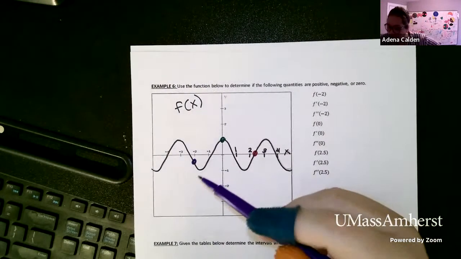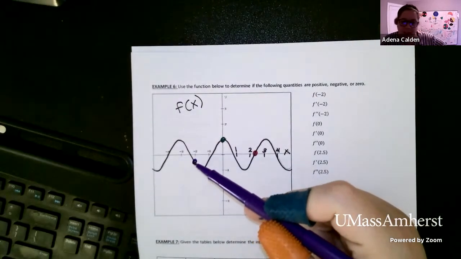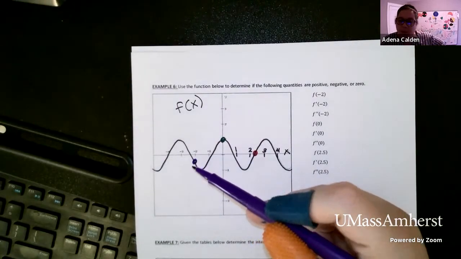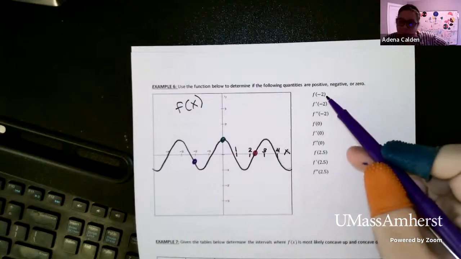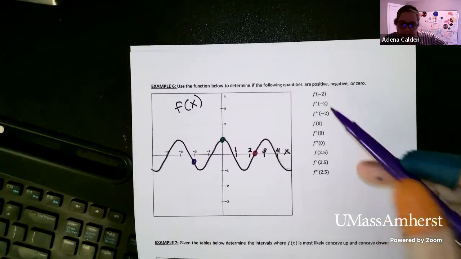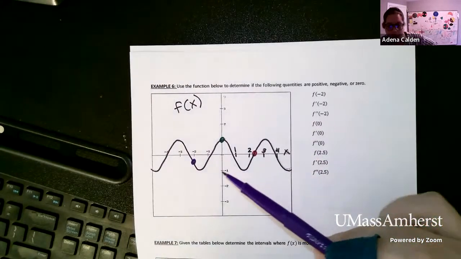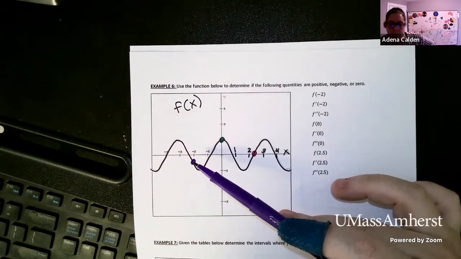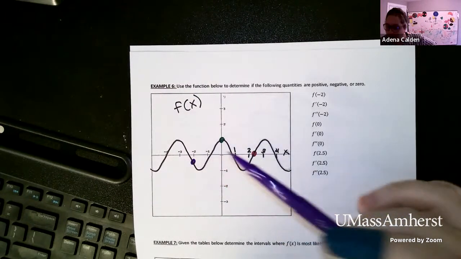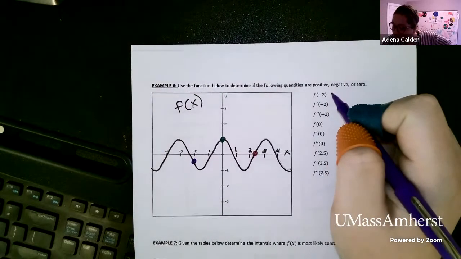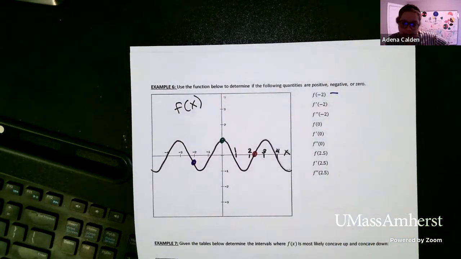All right, so let's start by looking at what's happening at -2. So that's the point we're going to evaluate first. The functional value, f of -2, is asking, is the y value at that point positive, negative, or 0? Since this is below the x-axis, that means f of -2 is negative.